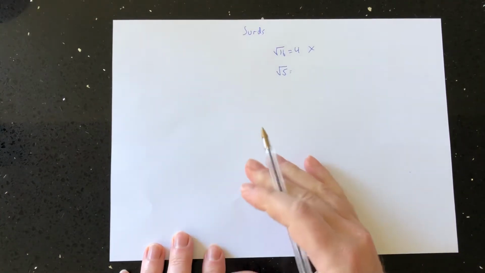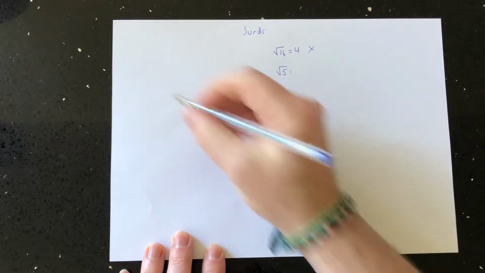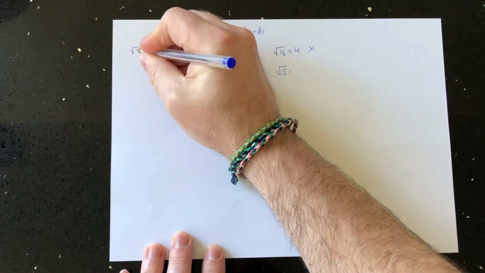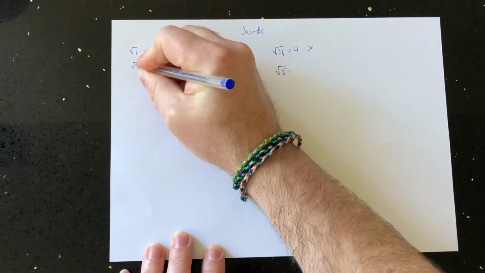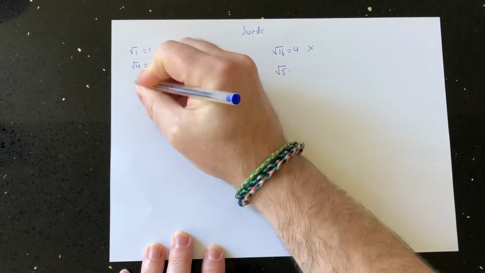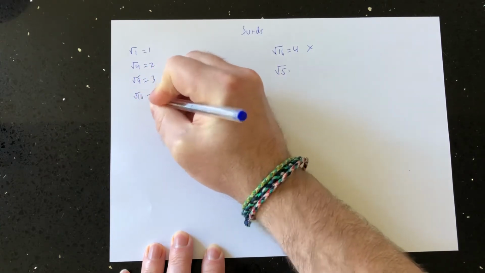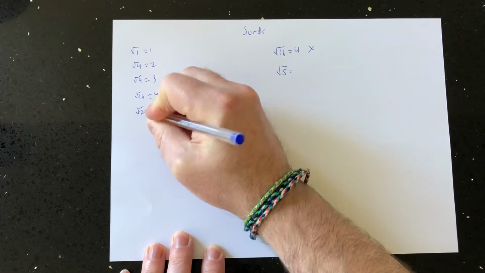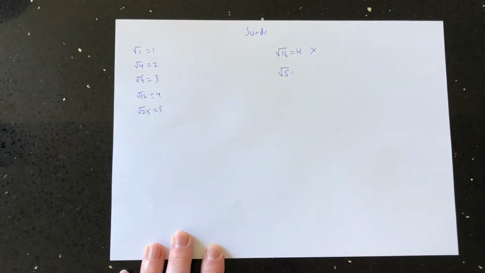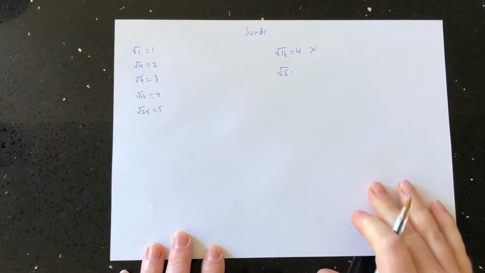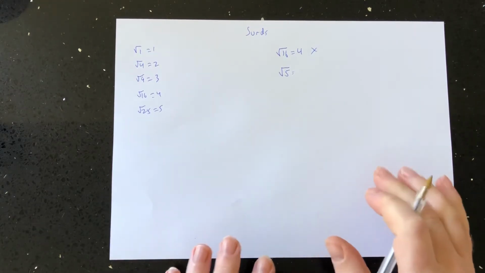So the first thing you need to do is be very comfortable with recognizing your square roots. And if you're not sure, you can just write them down. Square root of 1 is 1. Square root of 4 is 2. Square root of 9 is 3. Square root of 16 is 4. And you can keep going. It's 5. So you can write all those down, but you have to be able to recognize them. We'll do this video in a few steps, so we're just going to concentrate on the basics today.